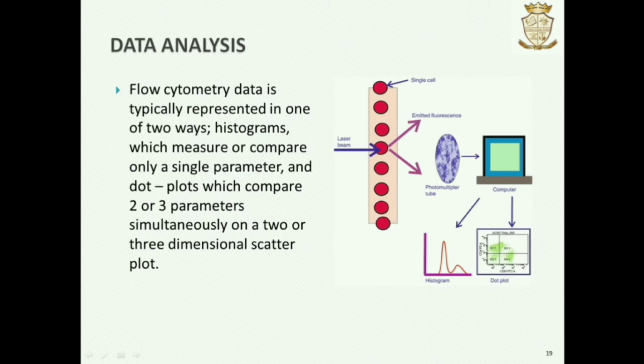Data analysis. Flow cytometry data is typically represented in one of two ways: histograms, which measure or compare only a single parameter, and dot plots, which compare two or three parameters simultaneously on a 2 or 3-dimensional scatter plot.